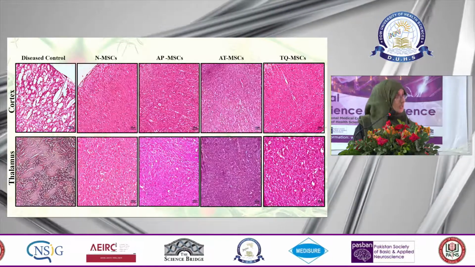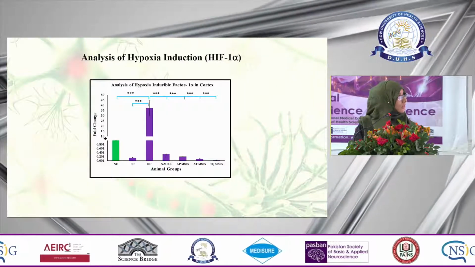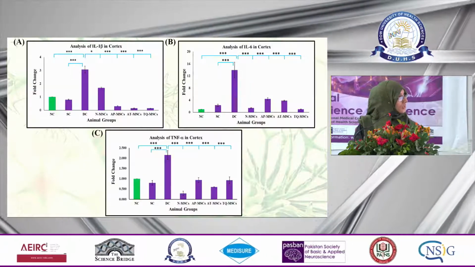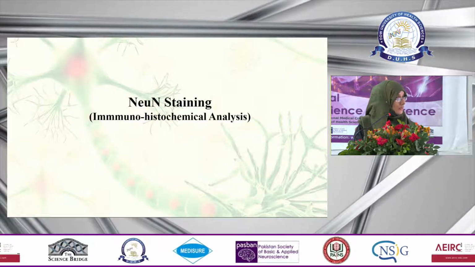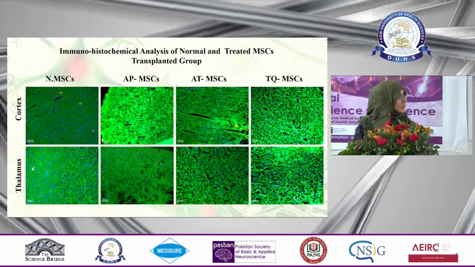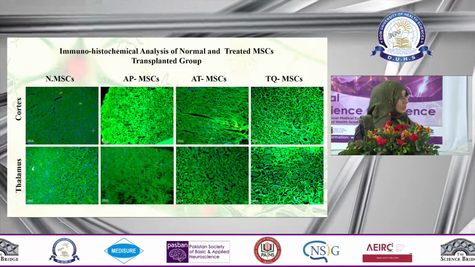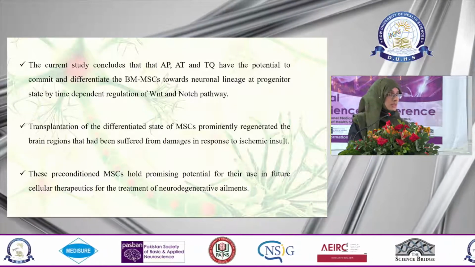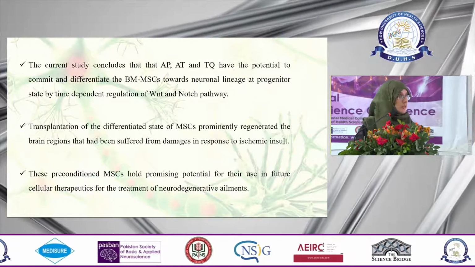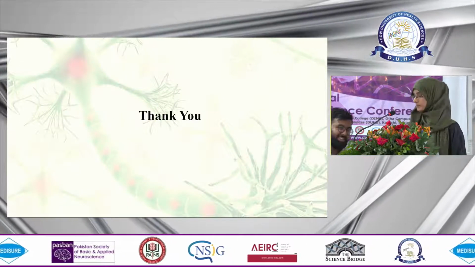These are the histological analyses indicating the regeneration of brain area after the transplantation of MSCs. Transcriptional analysis indicates the downregulation of inflammatory genes after the MSCs transplantation. NeuN staining indicates the differentiation of cells after the transplantation within the brain region. And in conclusion, regenerative medicine provides therapeutic potential for neurodegenerative disorders, and this was the aim of our study. Thank you.